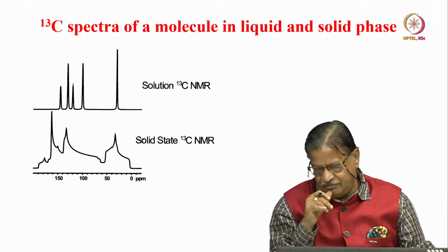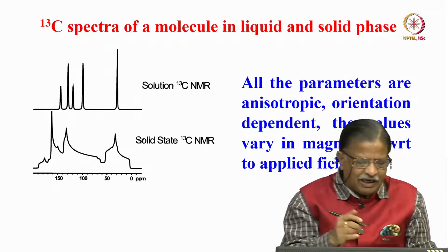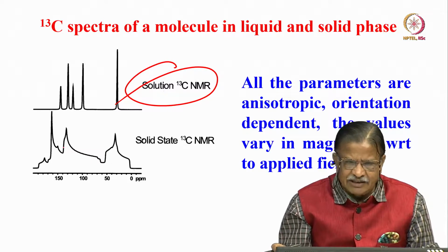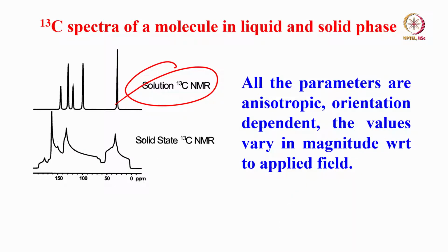Some molecule, I do not know what the molecule. Let us say I take the carbon 13 spectrum of that in a solution state. I dissolve the sample in a solvent and record the carbon 13 NMR spectrum. You see, all these lines are sharp.